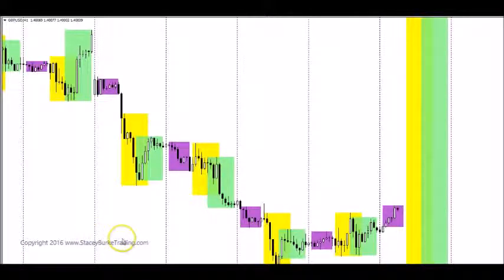Today we're going to be reviewing the British pound, the British Canadian, the pound New Zealand, and the pound Aussie. Looking at the 1 hour time frame on the London Open.